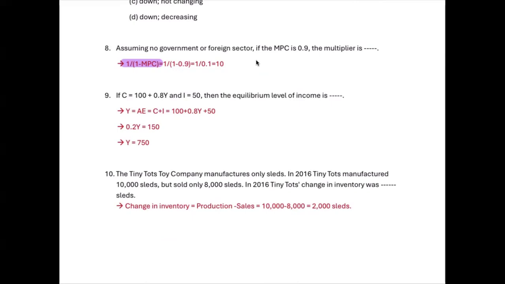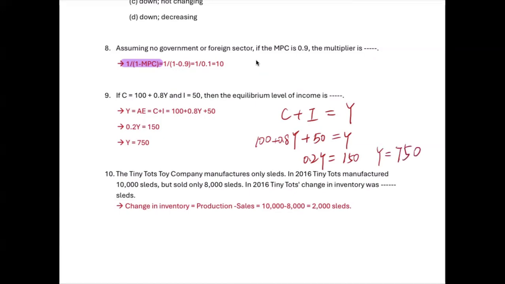Okay, and for the next one, if C equals 100 plus 0.8y and I is 50, remember C plus I equals y, right? And you can just substitute into it. C is 100 plus 0.8y and I is 50, and solve for y. You will get 0.2y equals 150. So y equals 750, right? So you only need to substitute into it. There's nothing fancy.